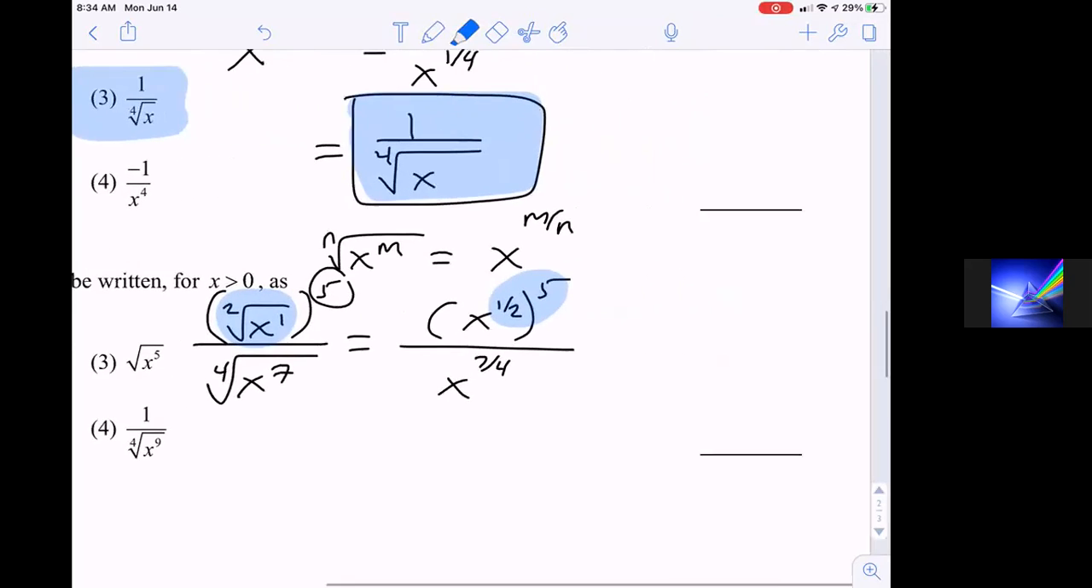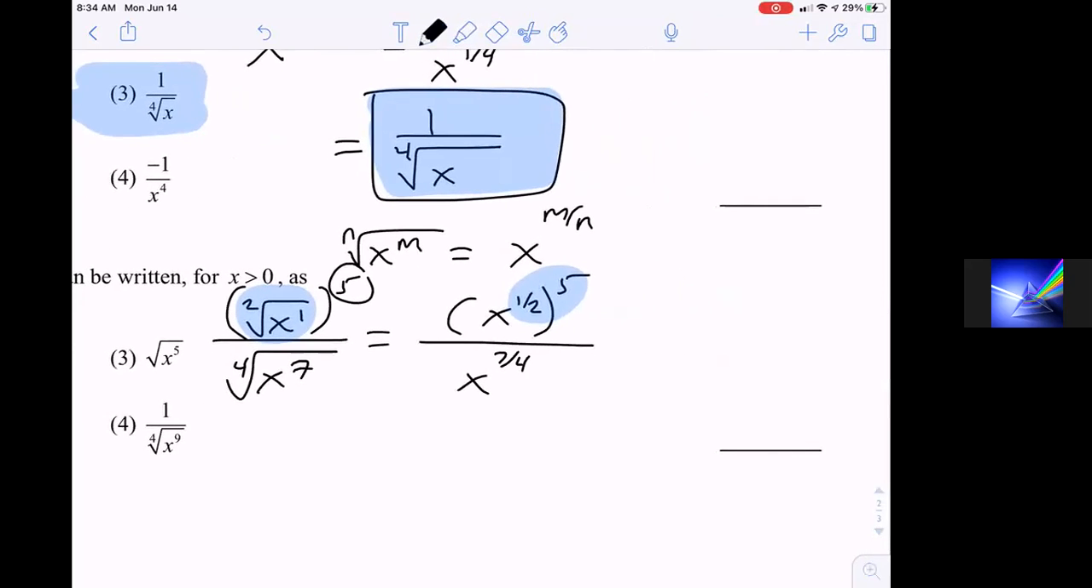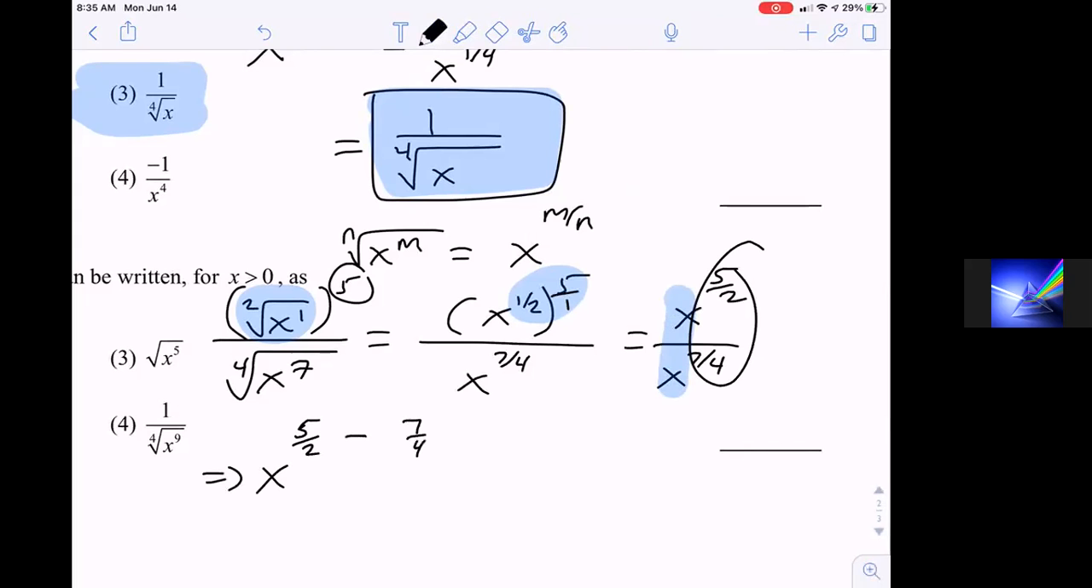Multiply those exponents. We were talking about a power to a power, so we multiply exponents. And that is x to the 5/2 power. 5 times 1 over 2 times 1. Divided by x to the 7/4 power. Since I see the same base right here, I'm going to subtract my exponents. So this becomes x to the 5/2 minus 7/4.